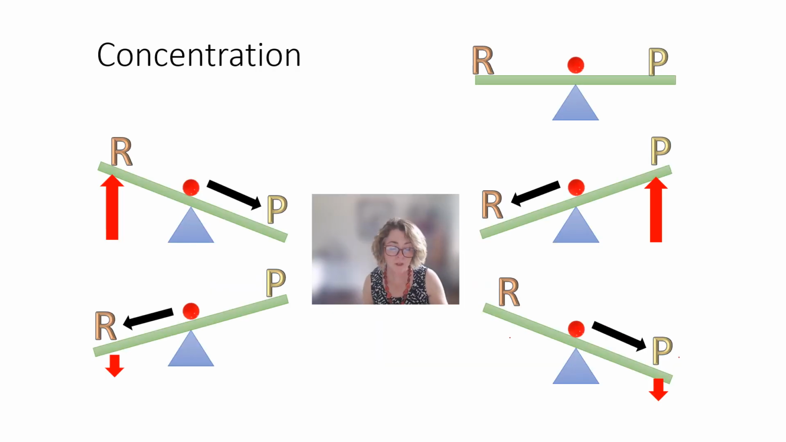Okay. So here we're going to talk about what happens when we change the concentration of either the reactants or the products and how that system tries to get itself back to equilibrium. So when we're talking about concentration, I want you to be thinking about amounts or number of particles. Okay. And so what's going to happen is we are either going to add or remove either reactants or products. And that is going to change that teeter-totter, right?